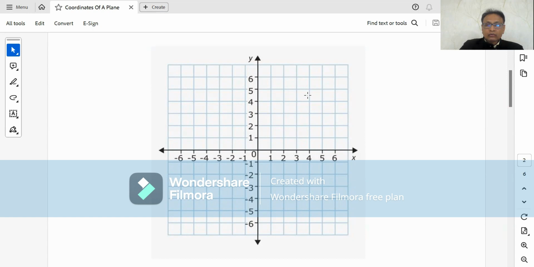There are two lines, one horizontal line, this is called x-axis, and one vertical line, this is called y-axis. These two lines are intersecting at 90 degree.